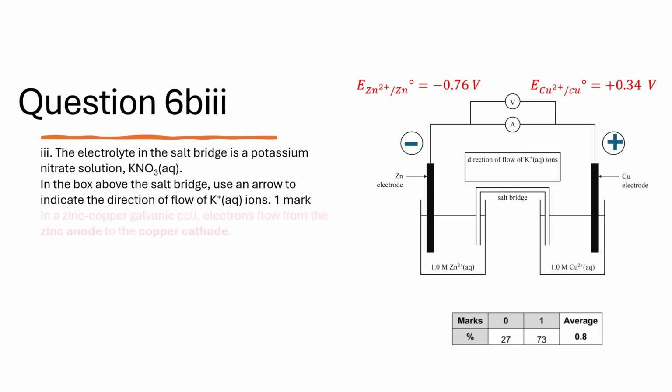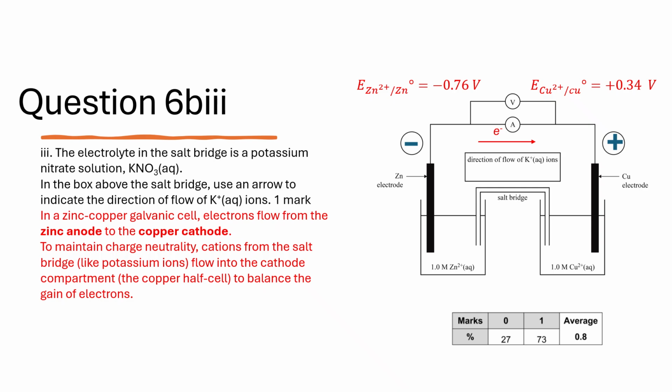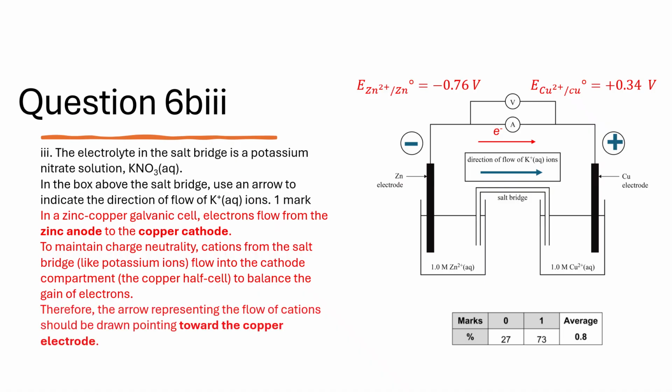In a zinc-copper galvanic cell, electrons flow from the zinc anode to the copper cathode. To maintain charge neutrality, cations from the salt bridge, like potassium ions, flow into the cathode compartment, the copper half cell, to balance the gain of electrons. Therefore, the arrow representing the flow of cations should be drawn pointing toward the copper electrode.